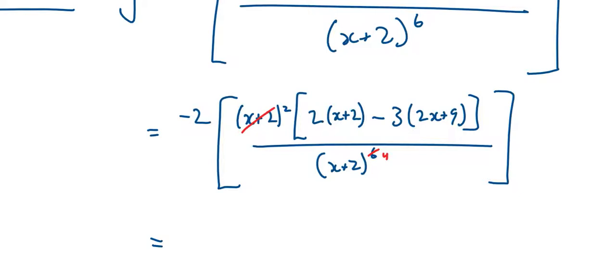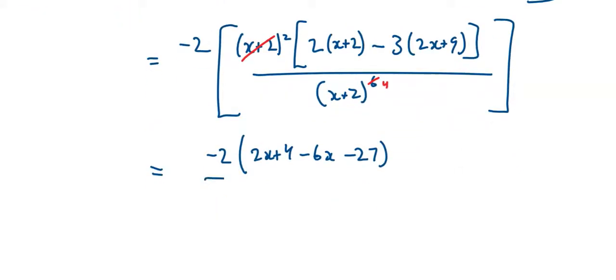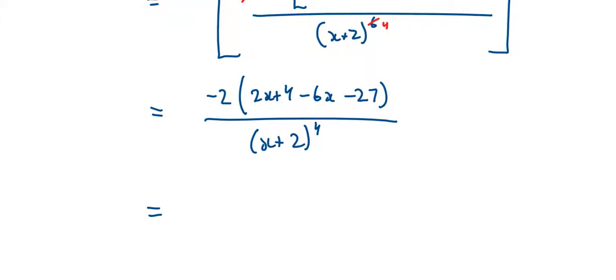Okay. So now I have -2 times 2x plus 4 minus 6x minus 27. I'm going to do this in 2 steps. If you only want to write down one, that's fine. This is negative 4x minus 23.